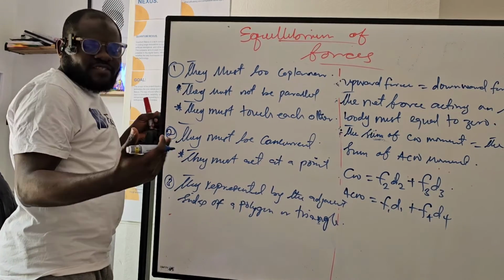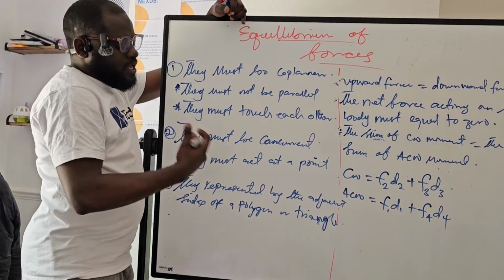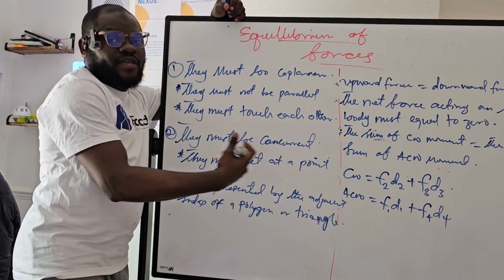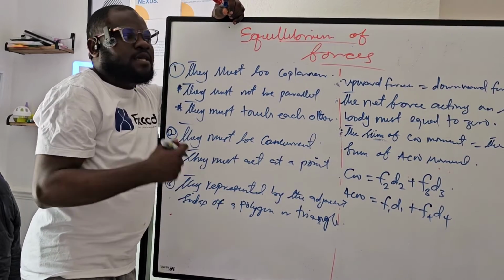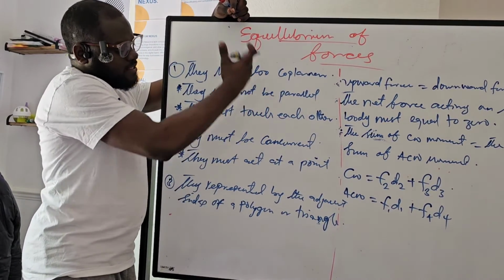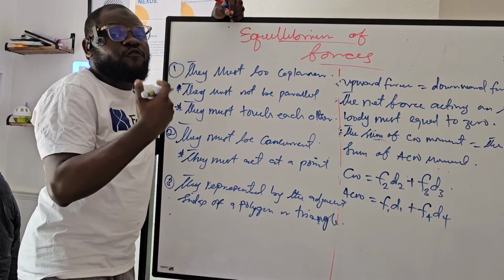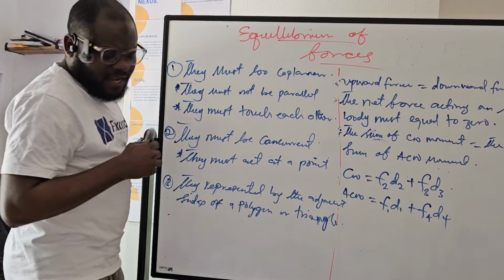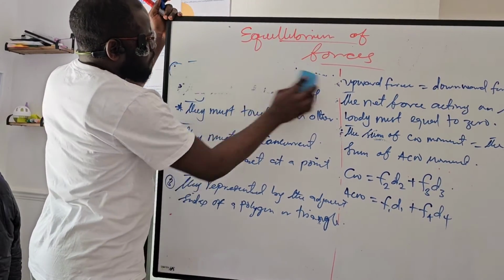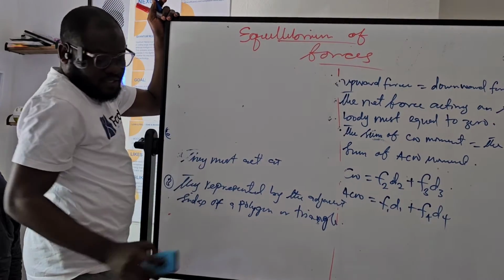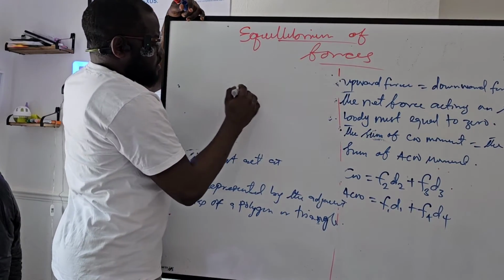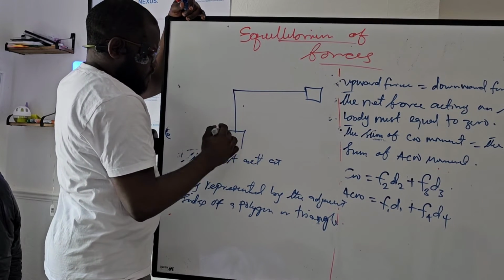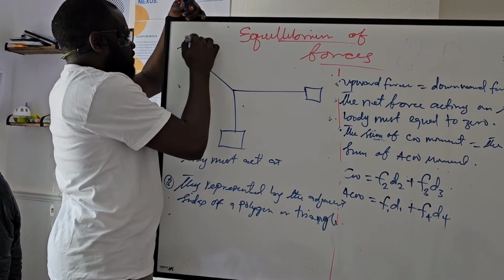Anyhow, most textbooks usually say they can be represented by the adjacent sides of a triangle. Why would textbooks say that? It is because most times all these non-parallel forces usually come in form of three. You must have seen questions similar to that. Let me show you one. You can have a body like this, and you're going to have something like this, then something like this, and something like this.